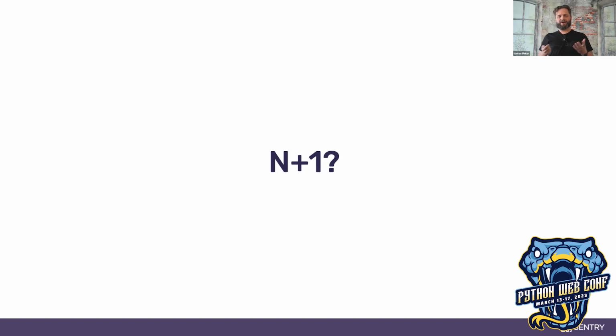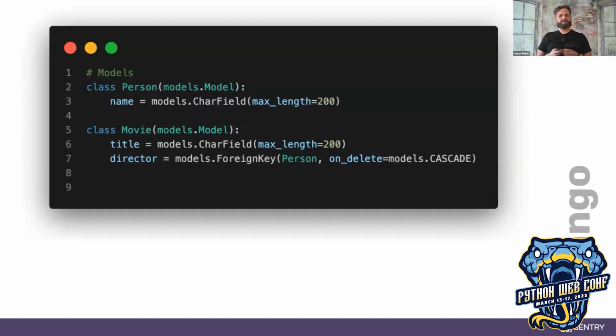So, but what are now N+1 problems? Let me explain it to you in an example. Here we have a Django model that defines movies and persons. So we will render a list of movies and their directors. Normally, this kind of example is with books and authors, but author is a very hard word to spell correctly for me. So I went for movies and directors.